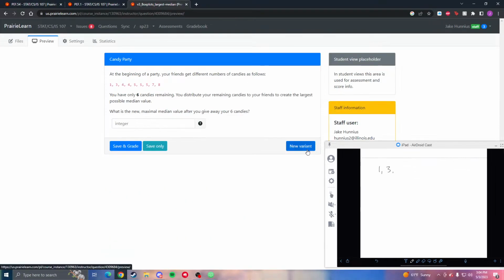So 1, 3, 4, 5, 5, 7, 8. Our median is 5. There's 4 to the left, 4 to the right of the 5. So our median is 5. We have 6 candies. So we're going to increase our current median value by 1. So it's 1, 3, 4, 4. Median is still going to be 5 because the 6 moves to the right of the 5s. So it's going to be 5, 5, 6, 7, 8.